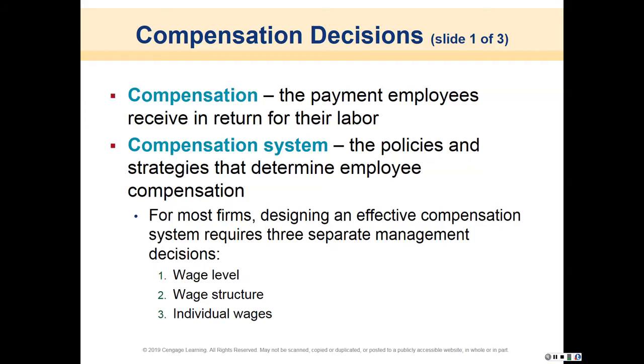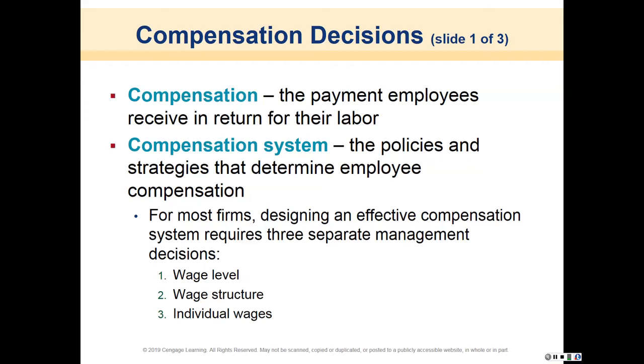Our general policy on how we pay people is called our compensation system. And so there's a couple different things in there. There's what's called a wage level. So we're going to determine how much a particular job is worth, okay, and how much we're going to pay that job.